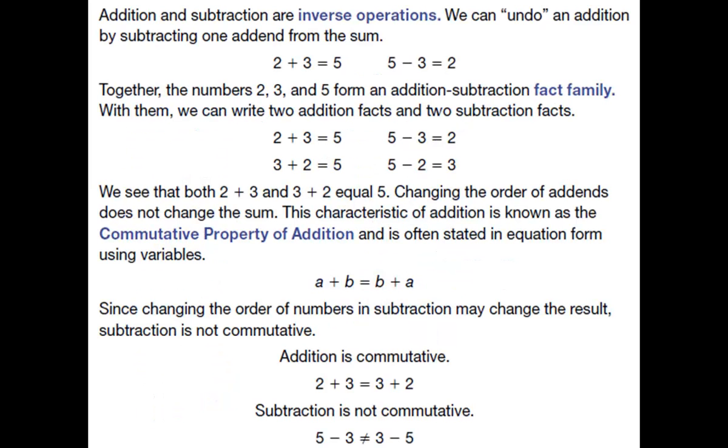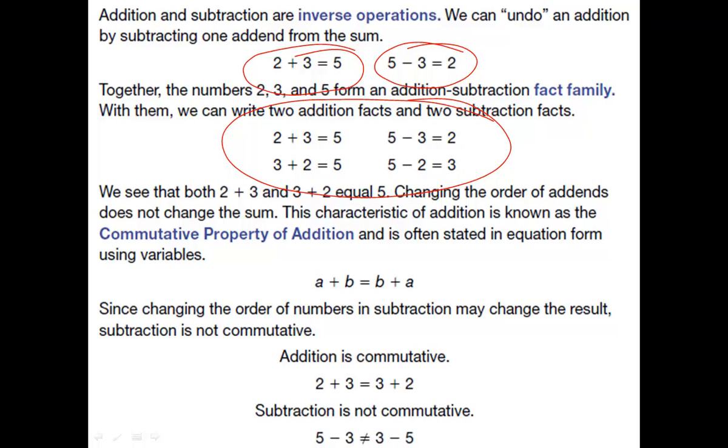Addition and subtraction are inverse operations. We can undo an addition problem by subtracting one of the add-ins from the sum. So here you've got 2 plus 3 is 5. Well, if you take the 5 minus the 3, it's a 2, or 5 minus 2 is a 3. And we see this down here that we can do that. Those are inverse operations. We see that both 2 plus 3 and 3 plus 2 equal 5. Changing the order does not matter.